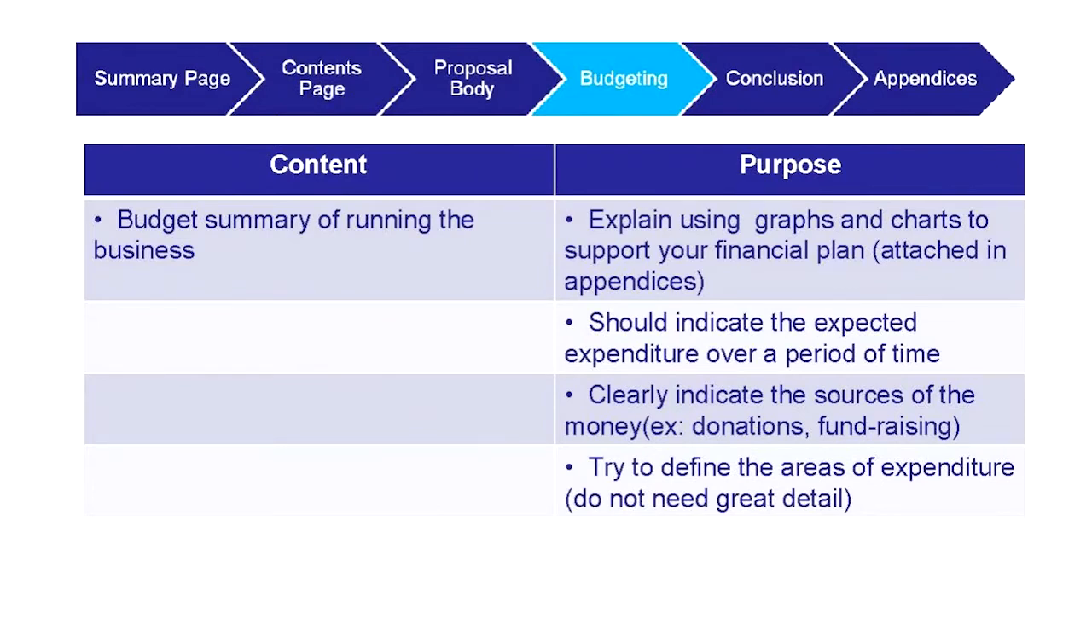So, budgeting. When you talk about budget, it's a summary of running the business: how much does it cost to run the business? Explain using graphs and charts to support your financial plan. When you talk about the budget summary, as I said just now, you can do an Excel spreadsheet and calculate all this. But when you do your explanation, it is better to use basic graphs or charts to support you. Pie charts, bar charts, line graphs, all these can help you.